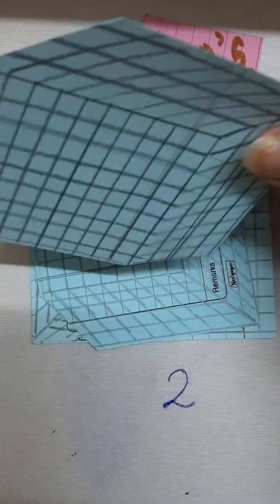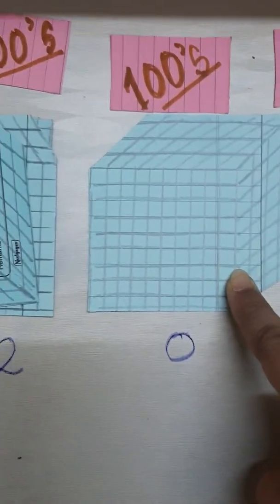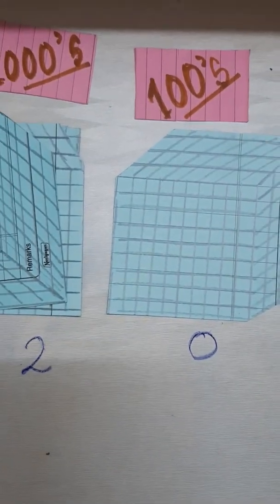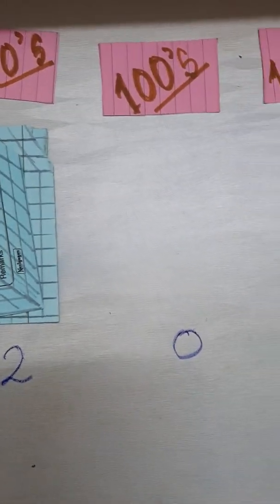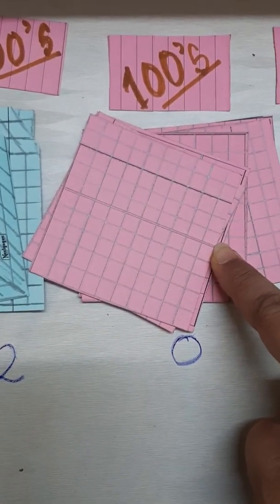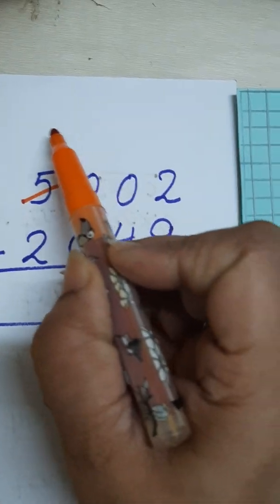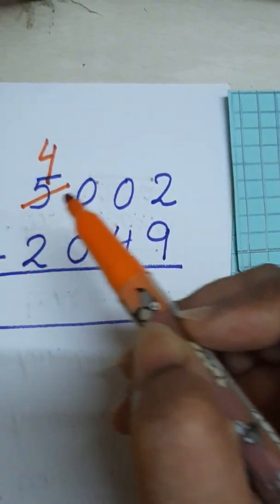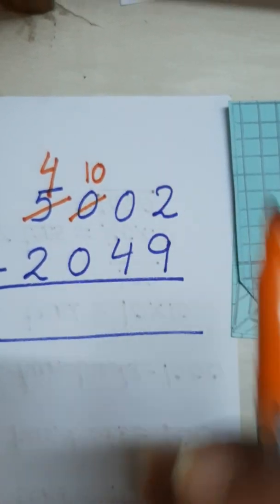Now I borrowed 1 from the thousands place to the hundreds place. Now you already know 10 times 100 is equal to 1000. So I am going to replace this 1000 block with 10 times 100. I have 10 times 100 over here, and we are going to solve it over here also. Now from the 5000, we borrowed 1000, we were left with 4000, and we borrowed it here in the hundreds place, so we had 10 hundreds here. Now let us proceed further.